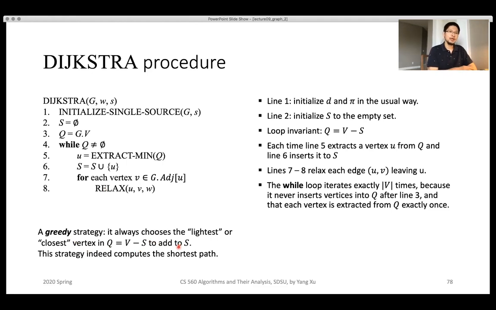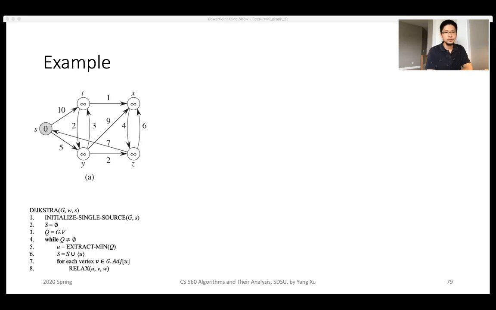Later, after using an example to show how it works, we'll see that Dijkstra's algorithm is indeed correct, as long as the input constraint that no edge is negative is satisfied. So in the next slide, we're going to use an example to show how Dijkstra's algorithm runs. We have an input graph like this with 5 vertices in total, and S is where we start, the source vertex.